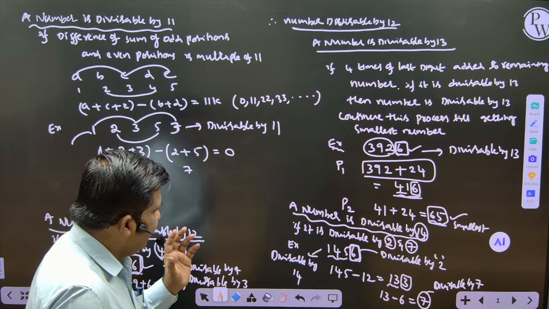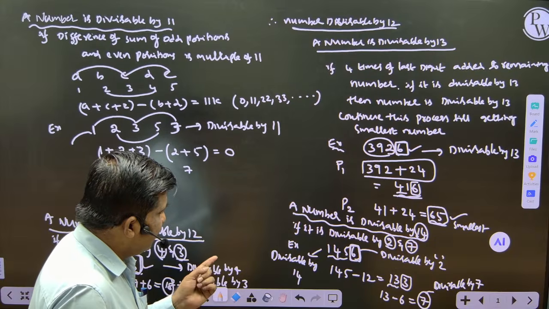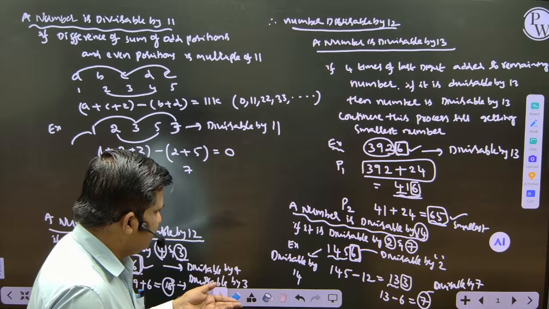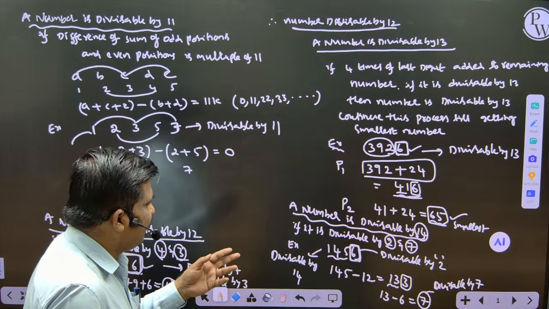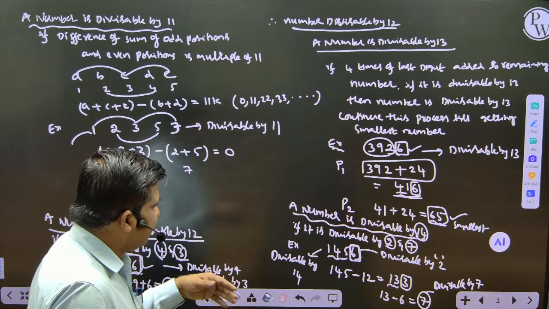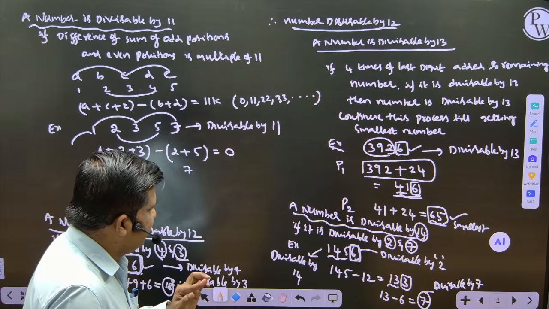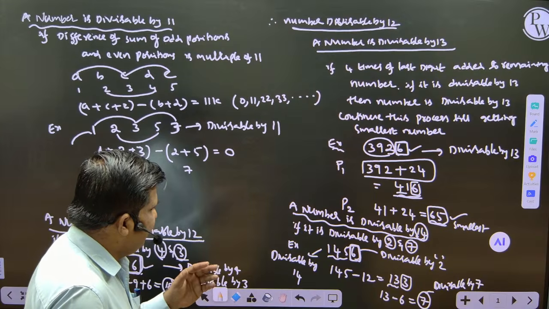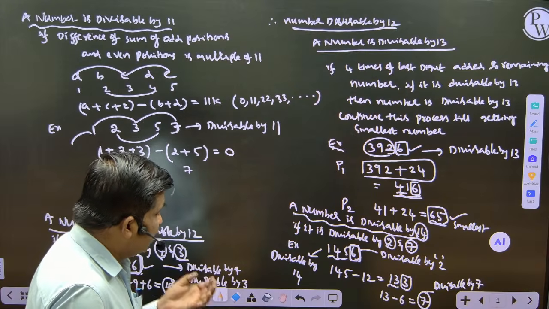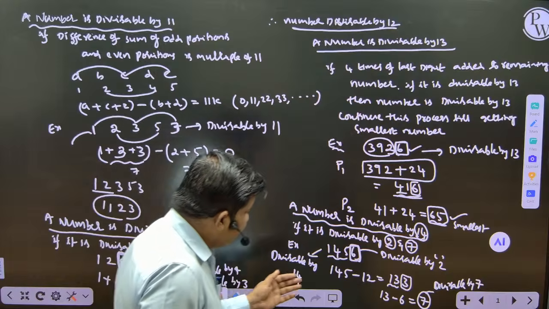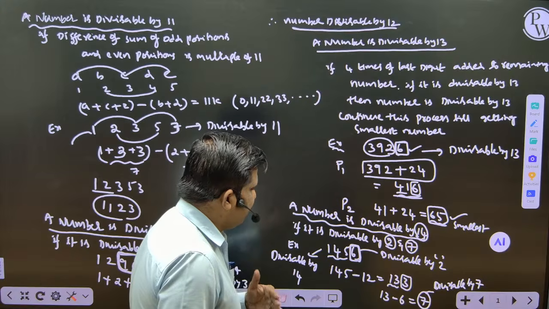Now the rules to check the divisibility of 7. First, in a number you consider the last digit. Then take 2 times that last digit, which you subtract from the remaining number. Then check whether the number you got is divisible by 7 or not. If it is divisible by 7, then the whole number is divisible by 7. Again you can apply the same process until you get the smallest number.